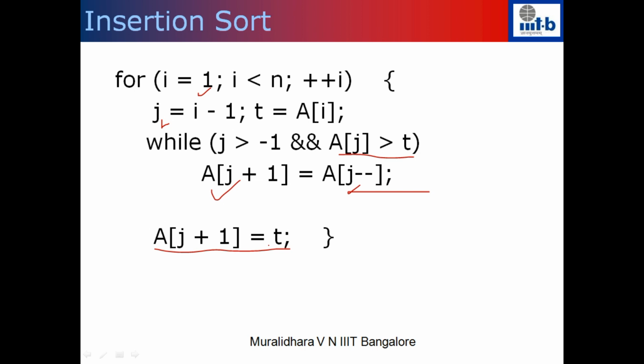All the numbers to the right of j plus 1 are greater than t, and all the numbers to the left of j plus 1 are smaller than t. Because the sequence was already sorted before this iteration, and I ensured that all the numbers to the right of j plus 1 are greater than t, and all the numbers to the left are smaller than t. I stopped the first time a number was smaller. So this ensures that the sequence will now be sorted, if it was already sorted before I came to the ith loop.